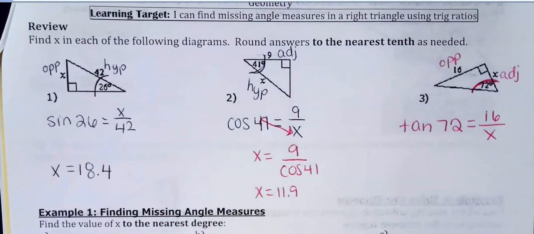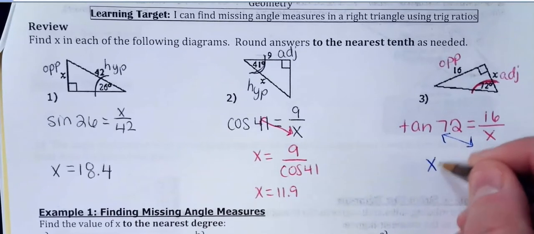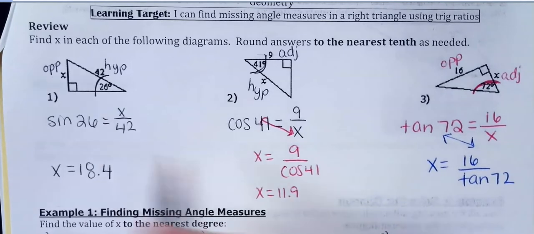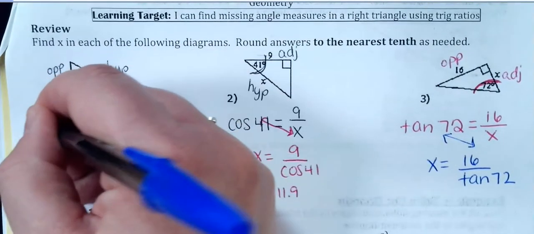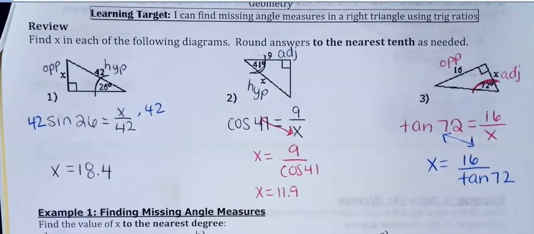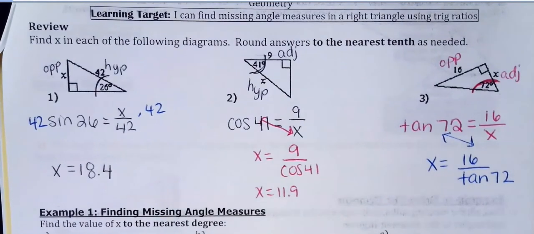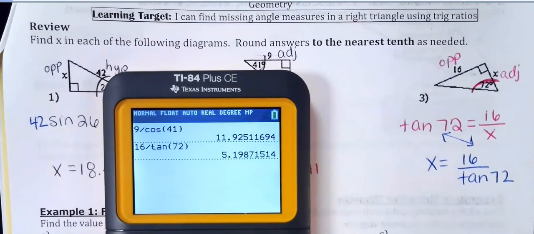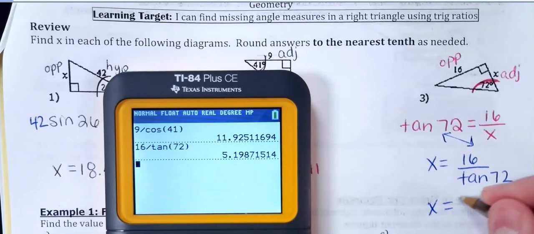This is similar to the last problem. These are going to trade places. If your variable is in the denominator, you are going to divide. If your variable is in the numerator, like it was in this first question, all we have to do is multiply both sides to get that number out of the denominator. If the variable is in the denominator, we got to trade these places. So to get my answer for that last question, we're going to do 16 divided by tangent of 72, and to the nearest tenth, that's going to round up to 5.2.